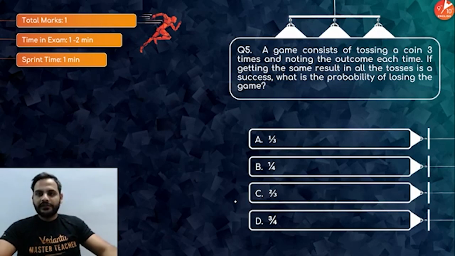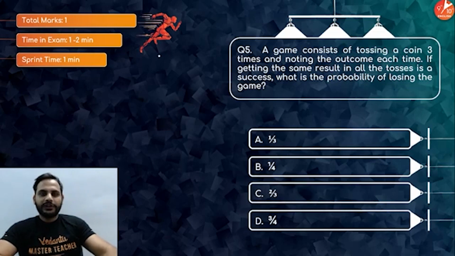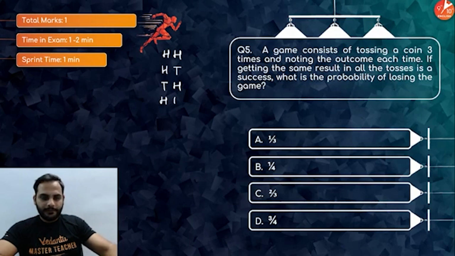If getting the same result in all the tosses is a success, that means getting only head or getting only tail. If that is a success, what is the probability of losing the game? So they go 3 coin outcomes. How do we draw it? The first thing we know, 2 coins outcomes: both are head, first one head and second one tail, first one tail and second one head, and both are tail. These are the 2 coin outcomes in 2 coins.